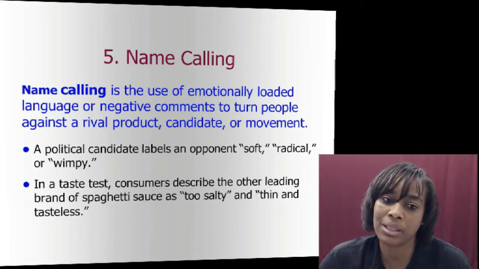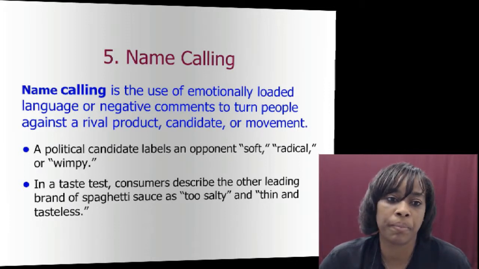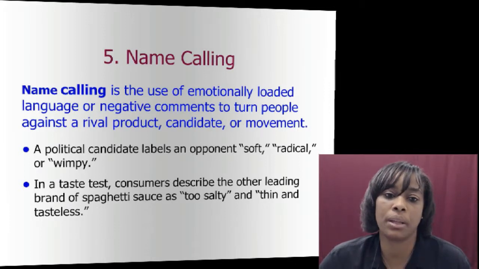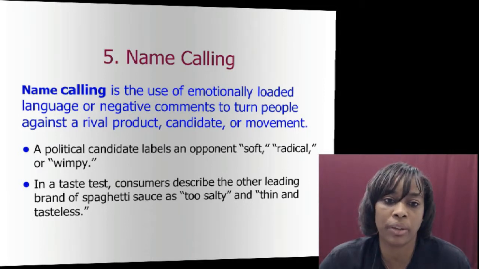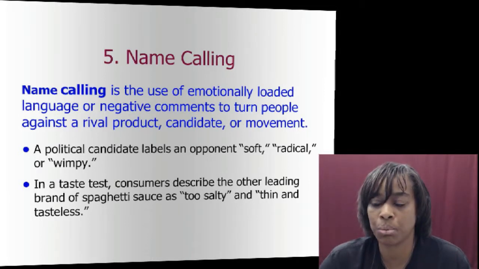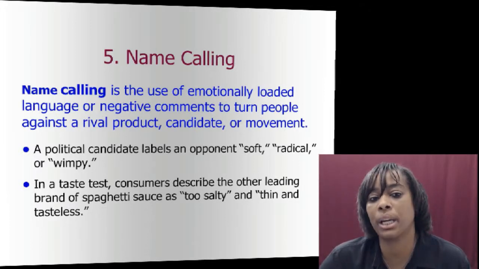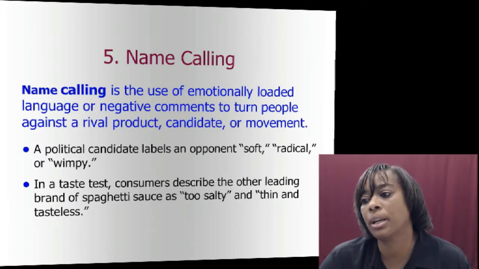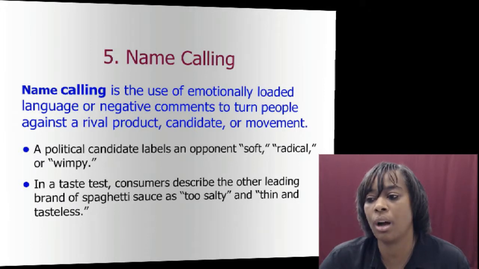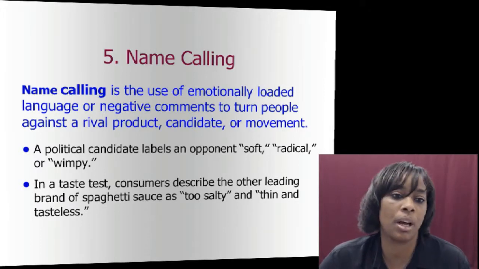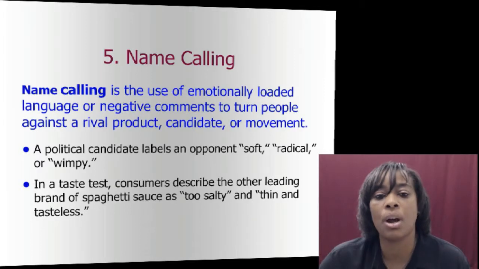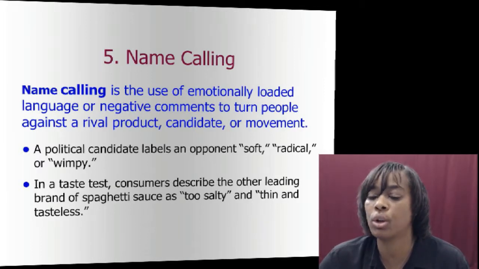So we see it on the political end, and we see advertisers doing it to each other. I know you've probably seen Coke and Pepsi. They're always going against each other, along with many other products. So name calling is just when they try to turn people against either the rival product, a candidate is trying to turn you against its political opponent, or there's a movement that they want you to go against.